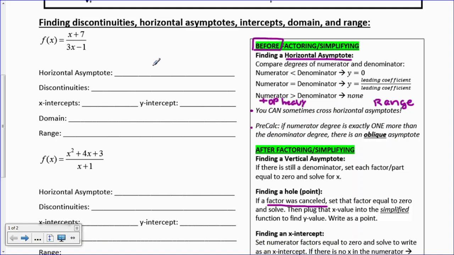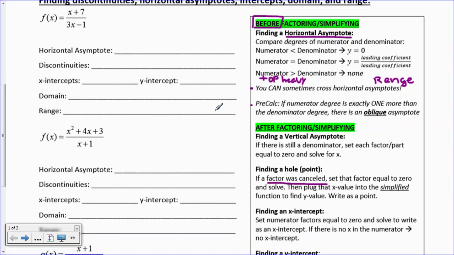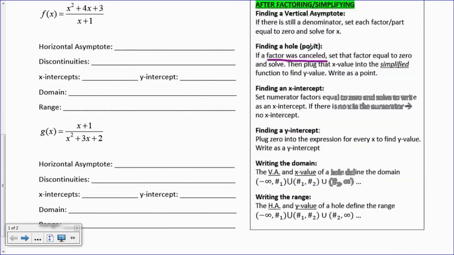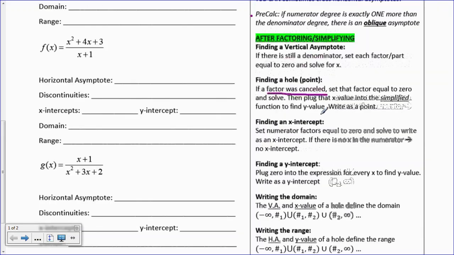Once you finish phase 1, which is just the horizontal asymptote, now you're going to go ahead and factor both of the polynomials. You're going to factor the numerator if you can, factor the denominator if you can, and then cancel anything that they have in common. You want to simplify it. That's phase 2. So you have to factor and simplify, and then you're going to get a new function after you've crossed out stuff that you had in common if you're able to do that.